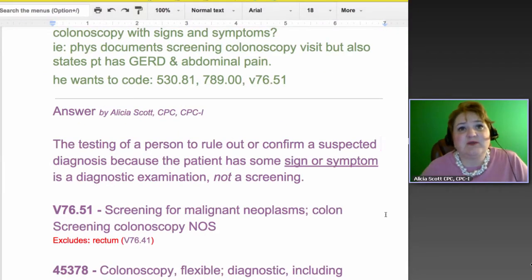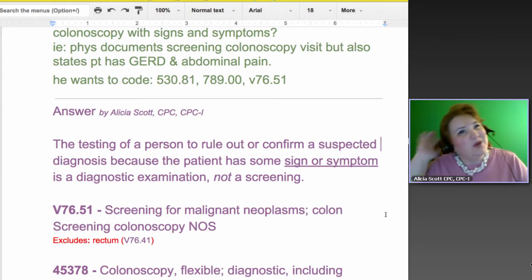Actually, from what you read here, this is not a screening colonoscopy. This is a diagnostic colonoscopy. So the testing of a person to rule out or confirm a suspected diagnosis because the patient has some sign or symptom is a diagnostic exam, not a screening. All right, and so we have signs and symptoms. We have GERD and we have abdominal pain.